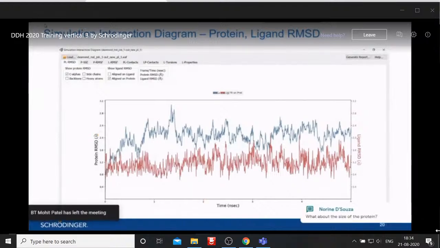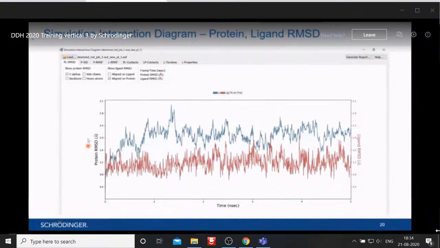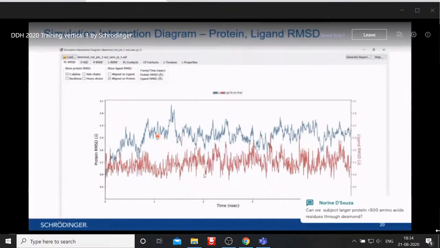So you can see here the graph, along the x-axis you can see the time in nanoseconds, which is 5 nanoseconds, and on the y-axis you will have protein RMSD and ligand RMSD. You can see here in cyan color it shows the RMSD of the protein, and RMSD fluctuates between 0 to 3.2 angstrom, and I would say it is pretty stable. You will have some fluctuations, but these fluctuations are always in a stable range.